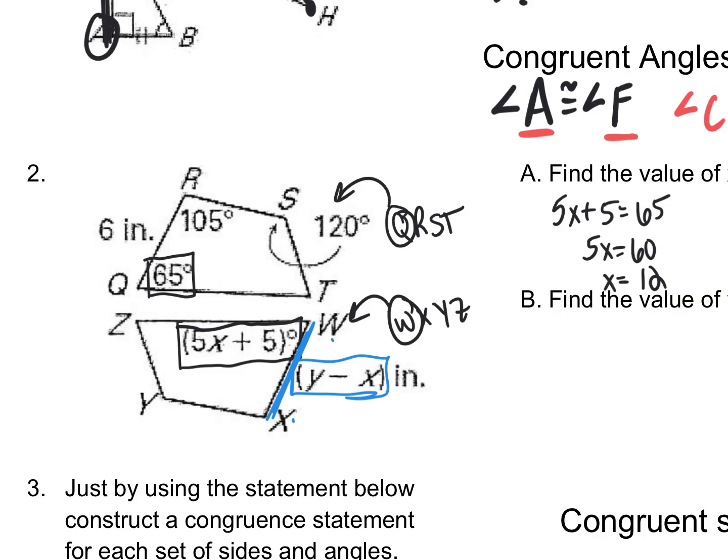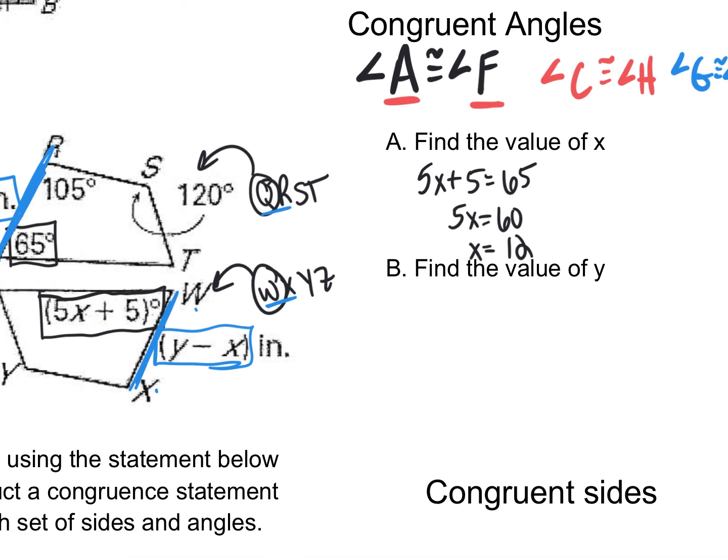W to X. W to X are the first two letters. That has to line up with the first two letters of this one, Q to R. So now that I can see it, I have a number that I can set equal. So I know Y minus X needs to be 6. And from what we solved in the first equation, I have a way to replace the X with 12. So Y minus 12 equals 6.